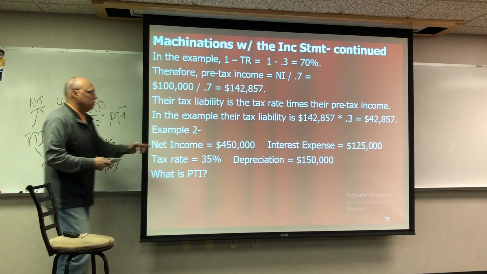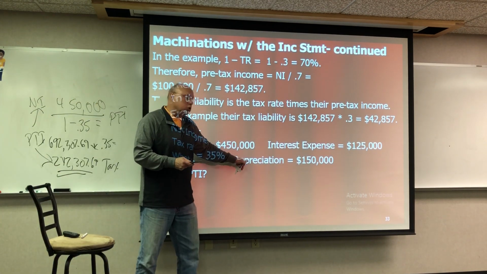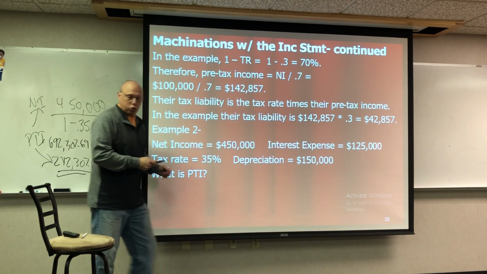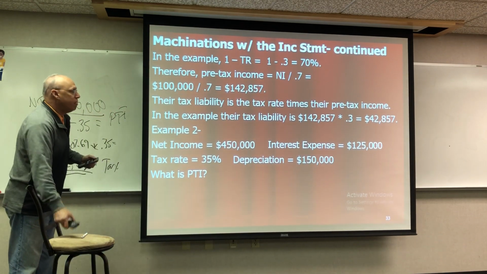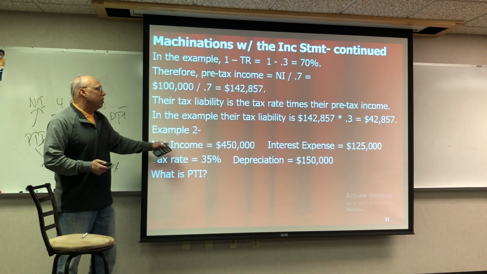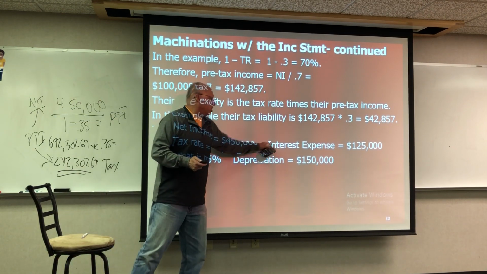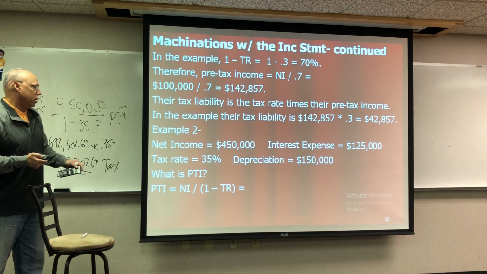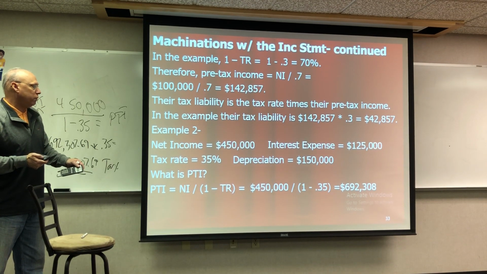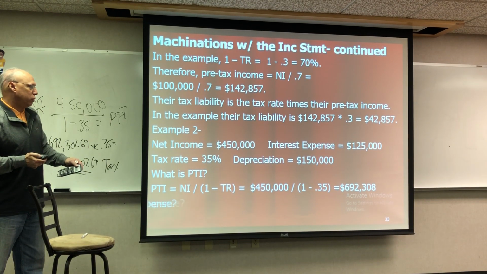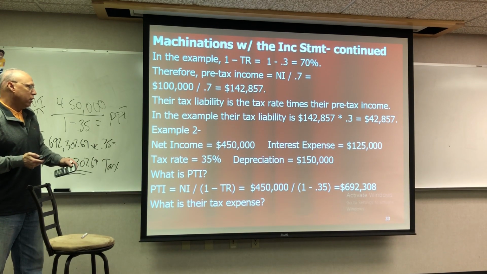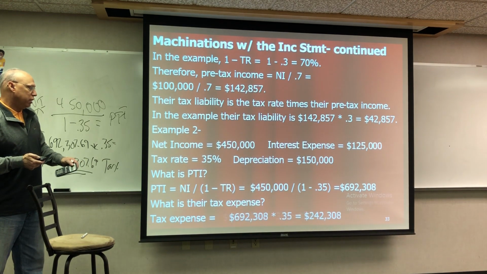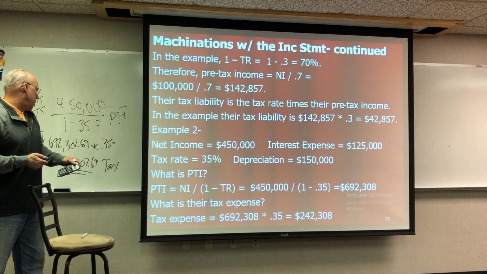So, don't fall for this. Don't get into a test and get distracted. You'll make mistakes, and I'll put answers in there that will include this, this, and this, and it won't be right. So here we go. Take the 450, divide by 1 minus the tax rate, 692,308, multiply that by the 35%, and there you have it.